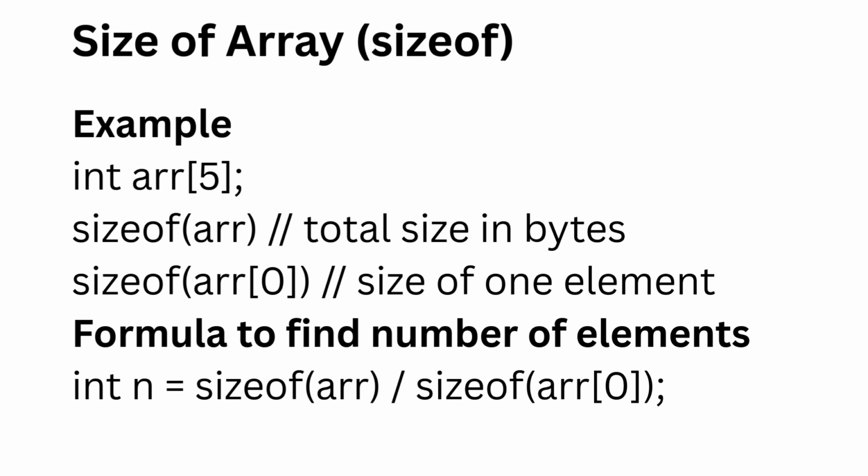If we need to find the number of elements in an array, how can we do that? For that, we first find out the total size in bytes by writing sizeof(arr), where arr is an integer type array of 5 elements. Then you have to calculate the size of one element by writing sizeof(arr[0]). Then just divide sizeof(arr) by sizeof(arr[0]). That means the whole size divided by only one element size. That will give us the number of elements in the array.